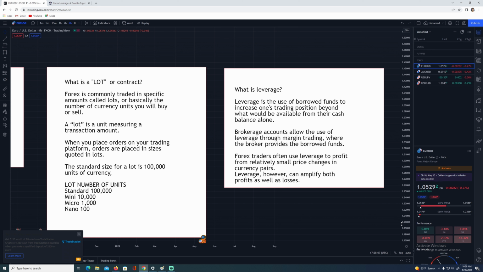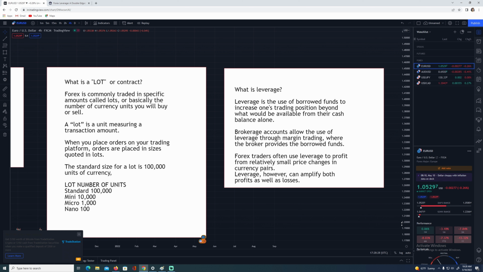Okay, so I hope that makes sense. Just like with the profits, everything we're doing is to the first unit, the first unit in the pair. If it's USD CAD, we're doing it to the US dollar. If it's Euro USD, we're doing it to the euro.